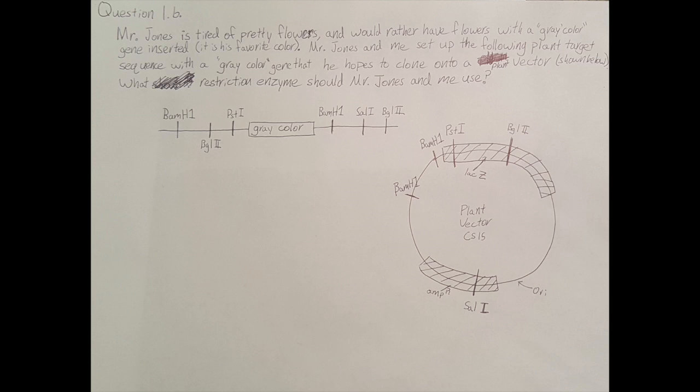Question 1b requires one to look at the plant DNA sequence and plant vector and decide which restriction enzyme works best, which in an ideal situation would be one enzyme that has restriction sites on both sides of the target gene, gray color, and one cut on the LacZ gene of the plant vector. This happens to be the restriction enzyme BglII.